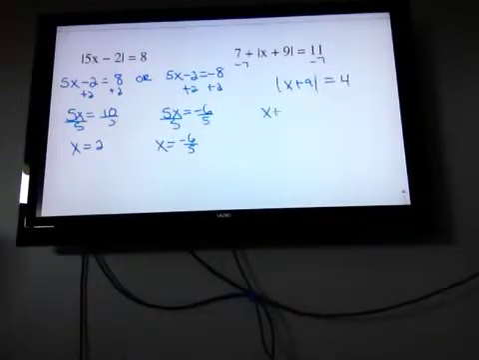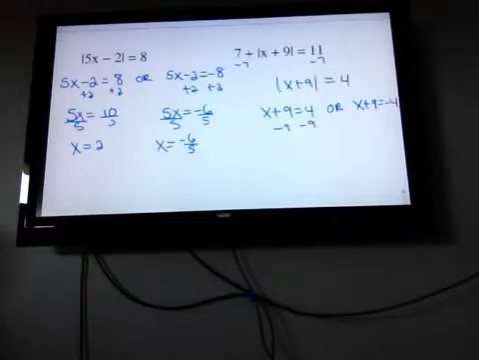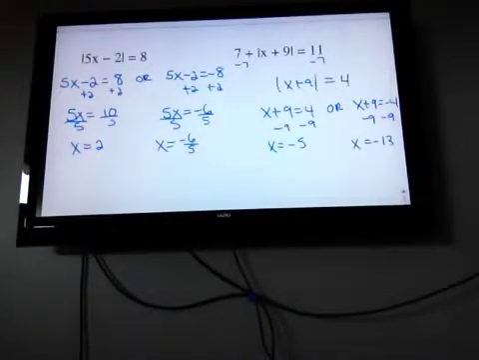Now set up your cases. Case 1, x plus 9 equals 4. Just drop the bars. And then case 2, x plus 9 is negative 4. And I solve. They're simple solvings once you set them up. Subtract your 9. Subtract 9. Make it negative 5 and negative 13. Think 2.